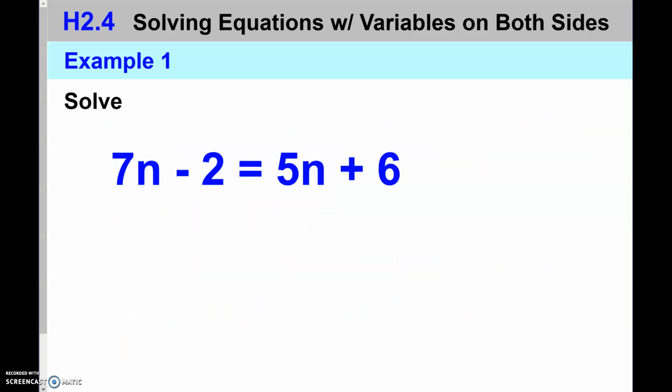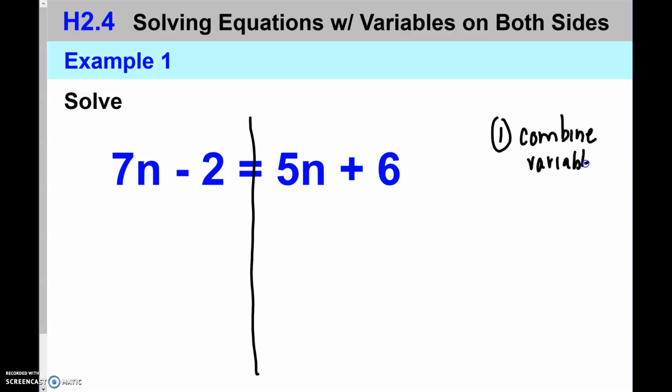All right, so let's start off with a simple one here. Go ahead and copy this down, and remember you can stop this video at any point in time. There is more than one way to do these, but I am always going to combine my variables, which are just letters. That is always going to be my first step, to get my letters together.